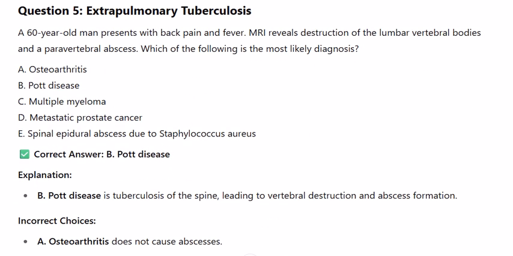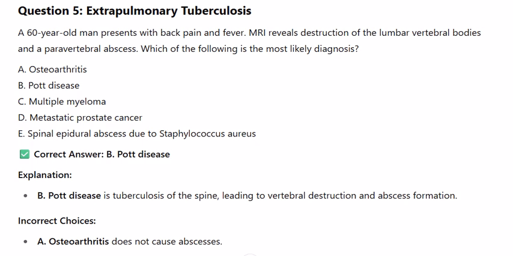Question 5. Extrapulmonary tuberculosis. A 60-year-old man presents with back pain and fever. MRI reveals destruction of the lumbar vertebral bodies and a paravertebral abscess. Which of the following is the most likely diagnosis? A. Osteoarthritis. B. Pott disease. C. Multiple myeloma. D. Metastatic prostate cancer. E. Spinal epidural abscess due to Staphylococcus aureus. Correct answer.